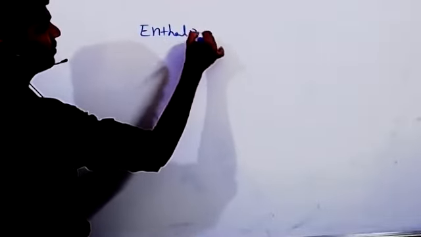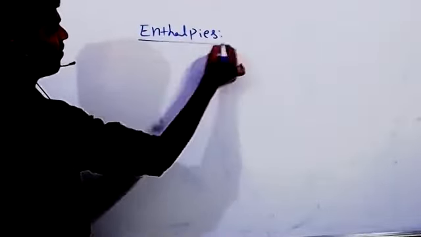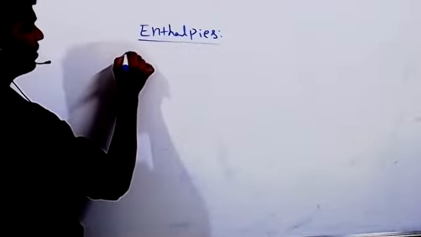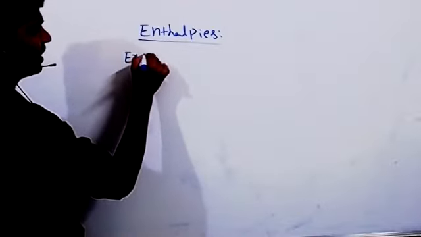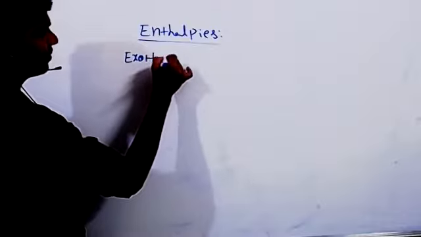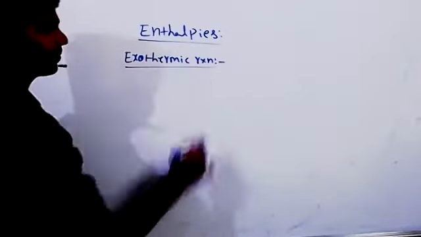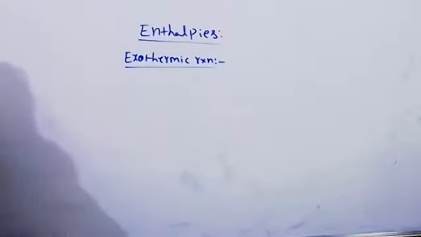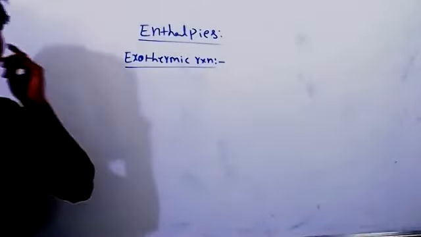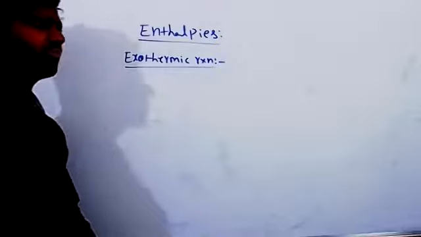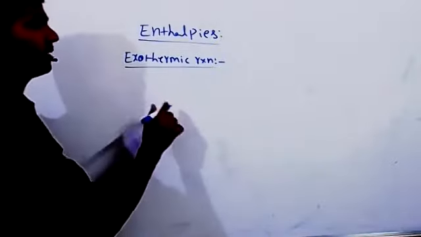Today we will see different types of enthalpies. Just listen: what is an exothermic reaction and an endothermic reaction? Suppose any chemical reaction is accompanied by evolution of heat, some amount of heat is released. Those are called exothermic reactions.